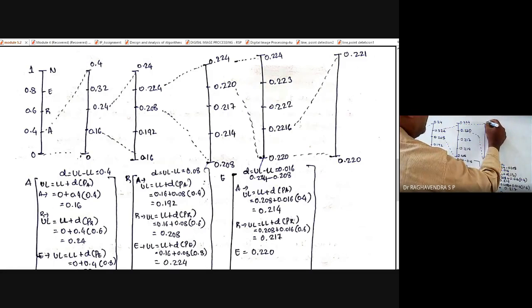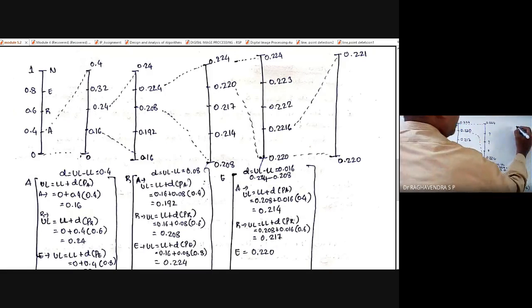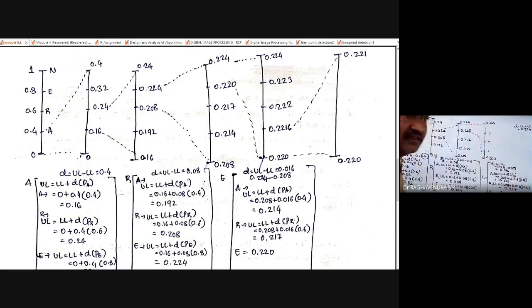The upper limit is 0.224, and the lower limit is 0.220. Once again we have splits here, so we have to find out the values over here. For this purpose, I will do the working here on the side. D is equal to upper limit minus lower limit. The upper limit is 0.224 minus the lower limit, 0.220.